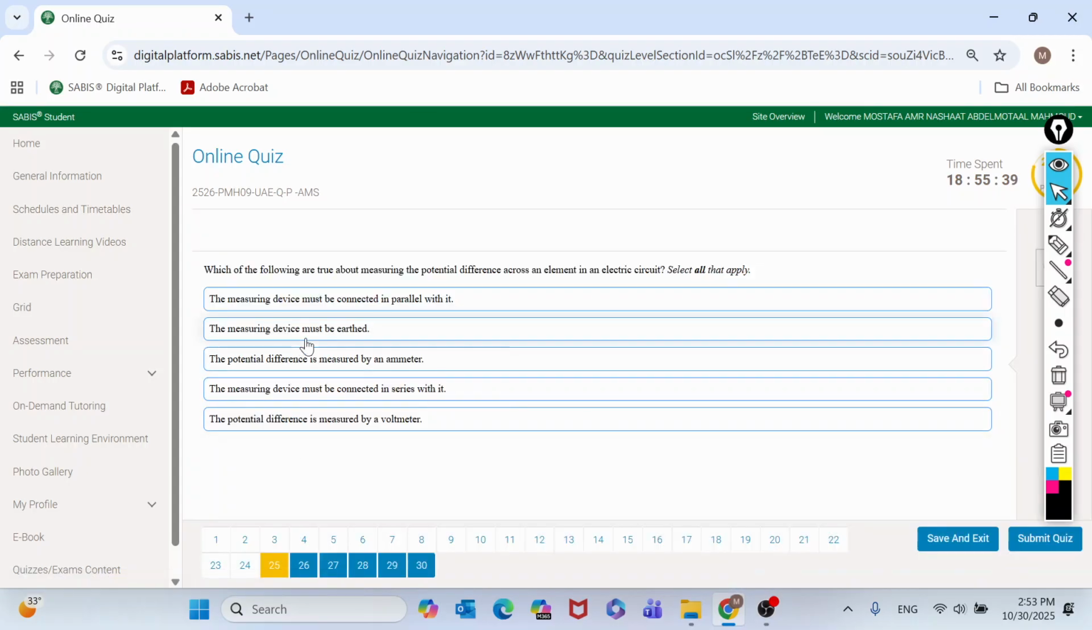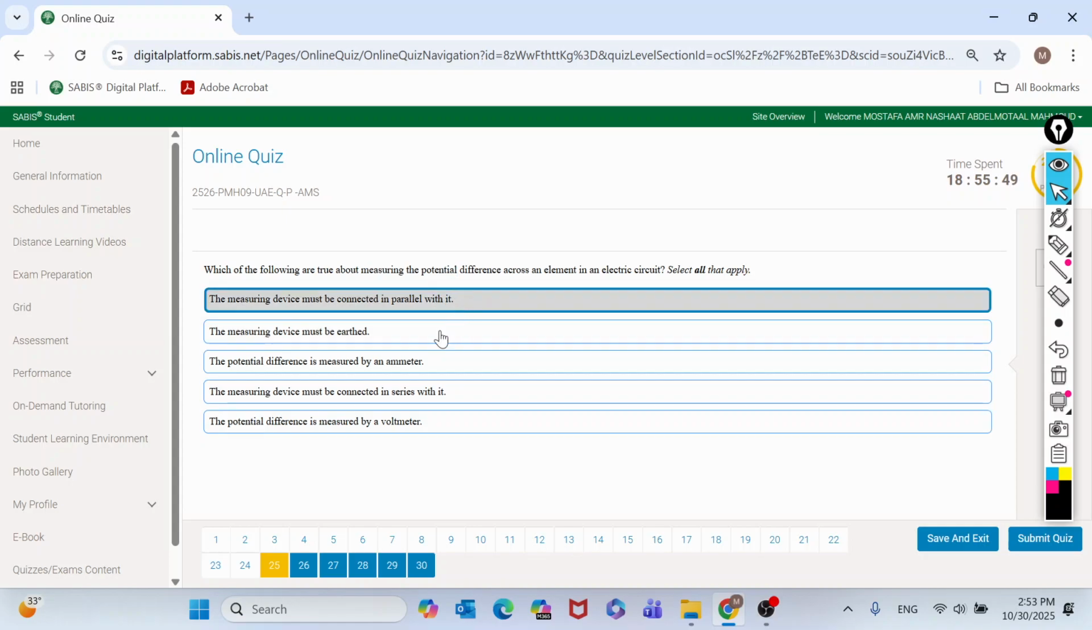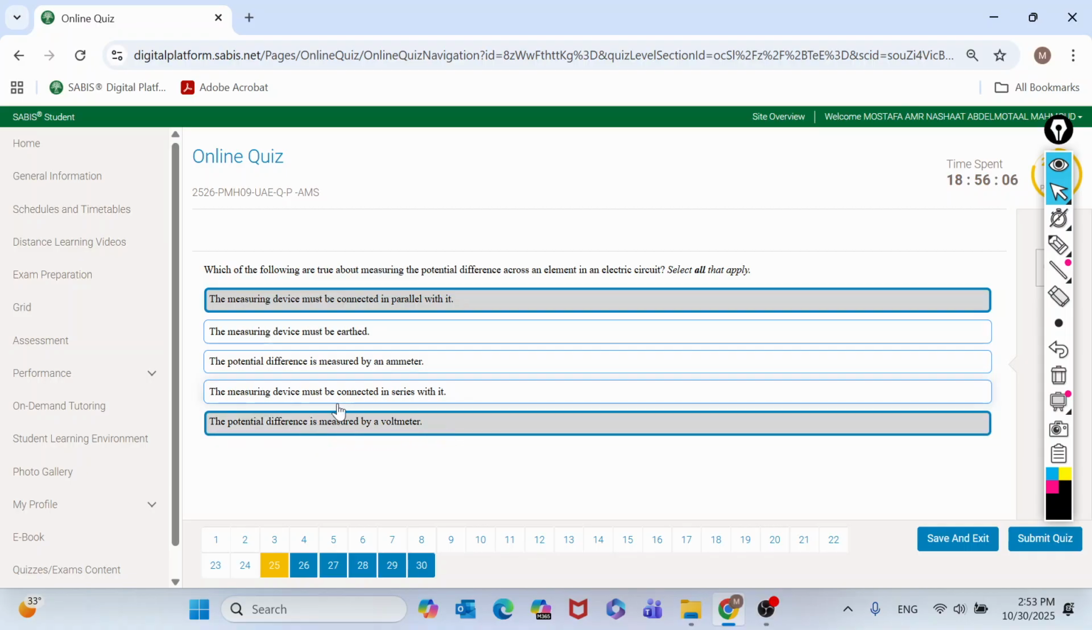It's the same as the question from a few questions back. Also the ammeter. Which of the following are true about measuring the potential difference? The measuring device must be parallel. Yeah. Guys, remember the other question I told you, voltage is the same in parallel, but current splits up, but voltage is different in series. Voltage splits up in series, but in parallel it's the same. Potential difference is measured by an ammeter, no, it's measured by a voltmeter. Must be connected in series, no, it's fine.